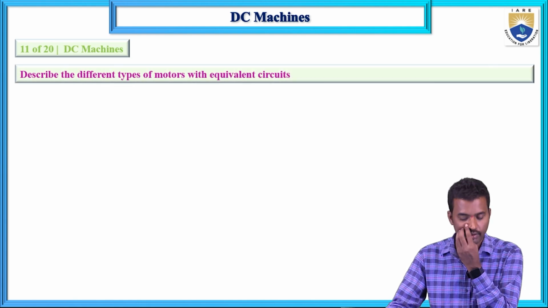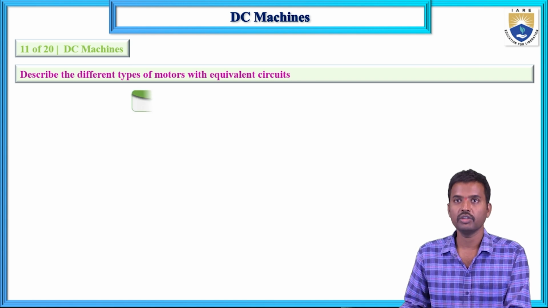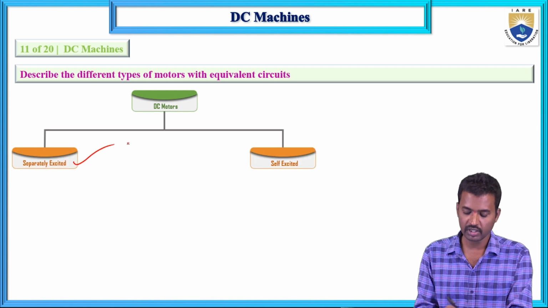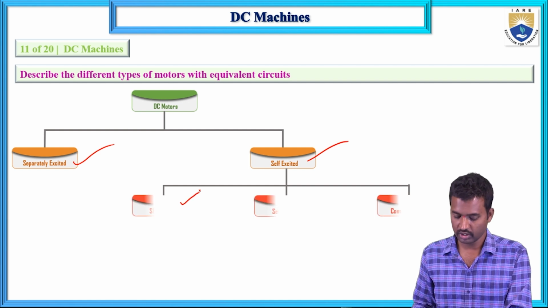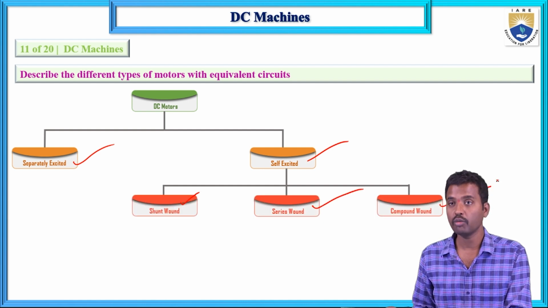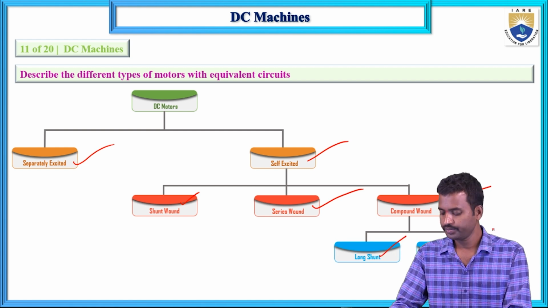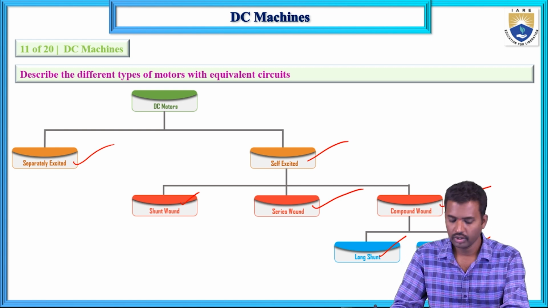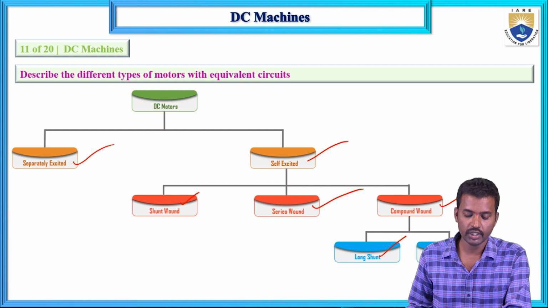Next, describe the different types of motors with equivalent circuits. Motors are classified into two types: separately excited and self-excited. The self-excited are again of three types: shunt wound, series wound, and compound wound. The compound wound is again classified into long shunt and short shunt. The diagrams and the classification of DC motor we discussed in the previous lecture, so watch that lecture.